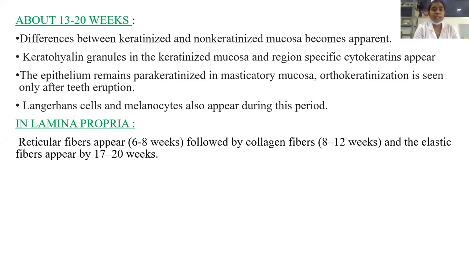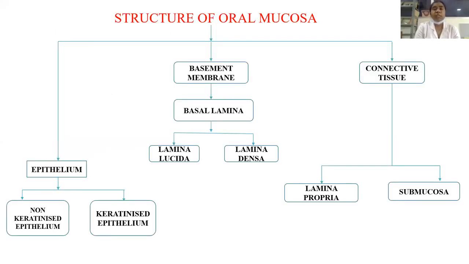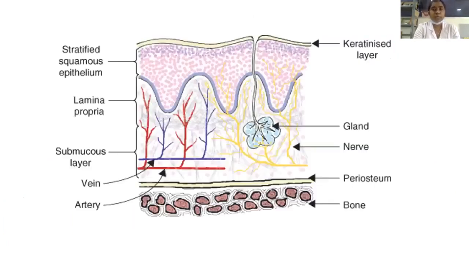In the lamina propria, reticular fibers appear at 6 to 8 weeks, followed by collagen fibers at 8 to 12 weeks, and the elastic fibers appear by 17 to 20 weeks. Now comes the structure of oral mucosa: basement membrane, connective tissue, and epithelium. Epithelium is non-keratinized and keratinized, as I said before. Basement membrane, basal lamina, under which lamina lucida and lamina densa. Connective tissue consists of two main parts, lamina propria and submucosa.